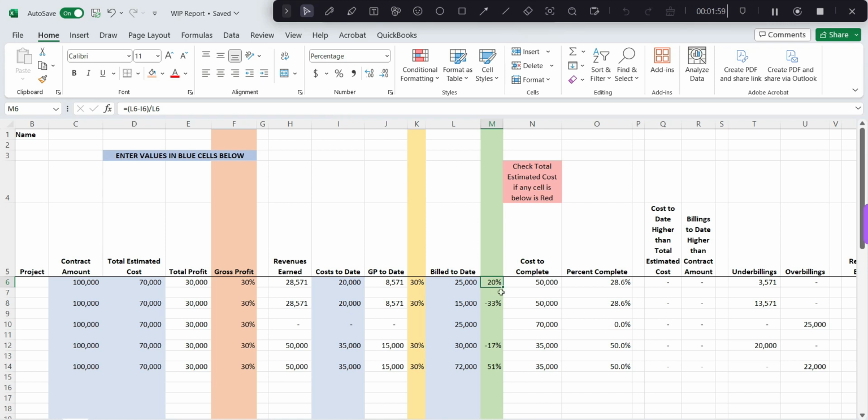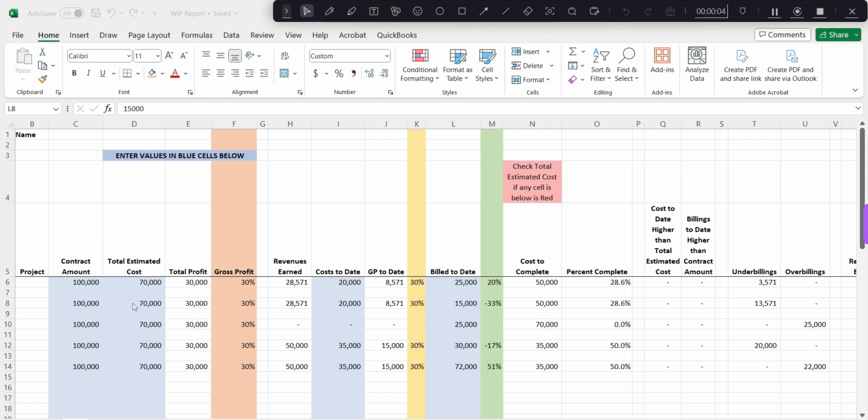Underbillings are an addition to your billed amount. So if you come here, revenues earned is just your billings to date plus your underbillings. That is $28,571, right? Calculate the gross profit now off of the revenues earned. And here, this column J, this 8,571 is your gross profit. You calculate it now and you're at 30%. Boom. Now you agree. So that's where we're getting this idea of underbillings from. So let's move on to the second example.